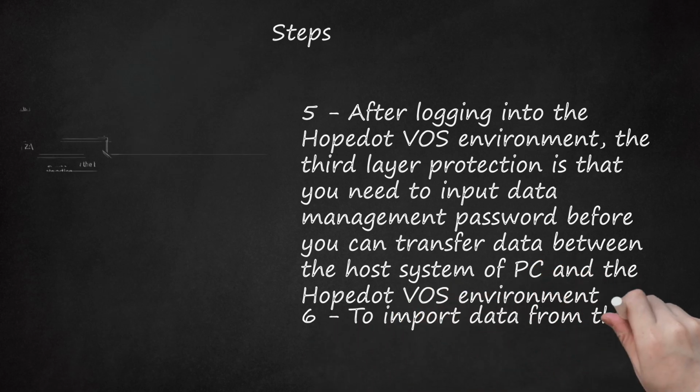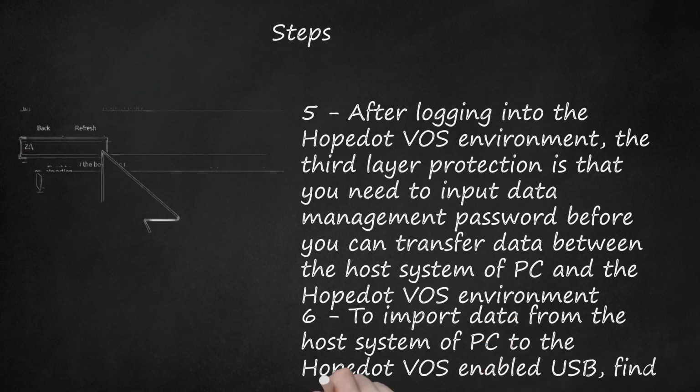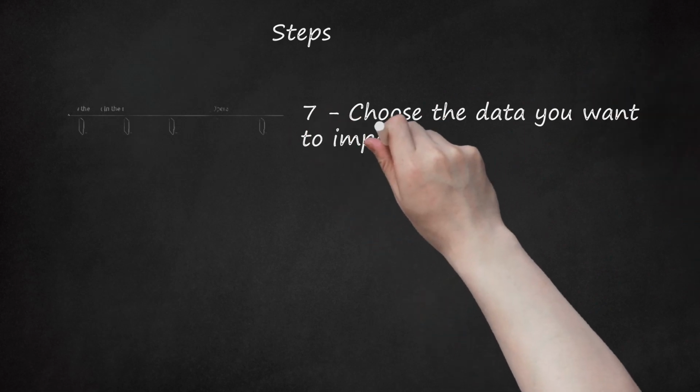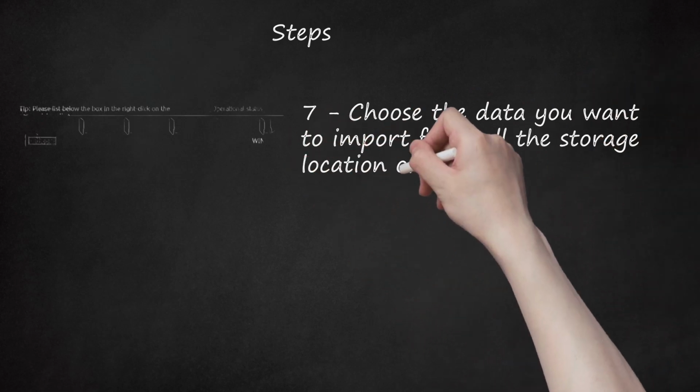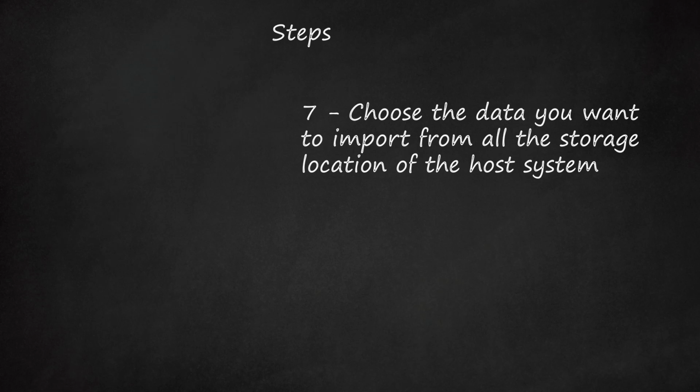6. To import data from the host system of the PC to the Hopedot VOS-enabled USB, find the down arrow on the toolbar and click it. Input the data management password and log in. 7. Choose the data you want to import from all the storage locations of the host system. It will be automatically saved into the Import and Export Files folder on the Hopedot VOS desktop.